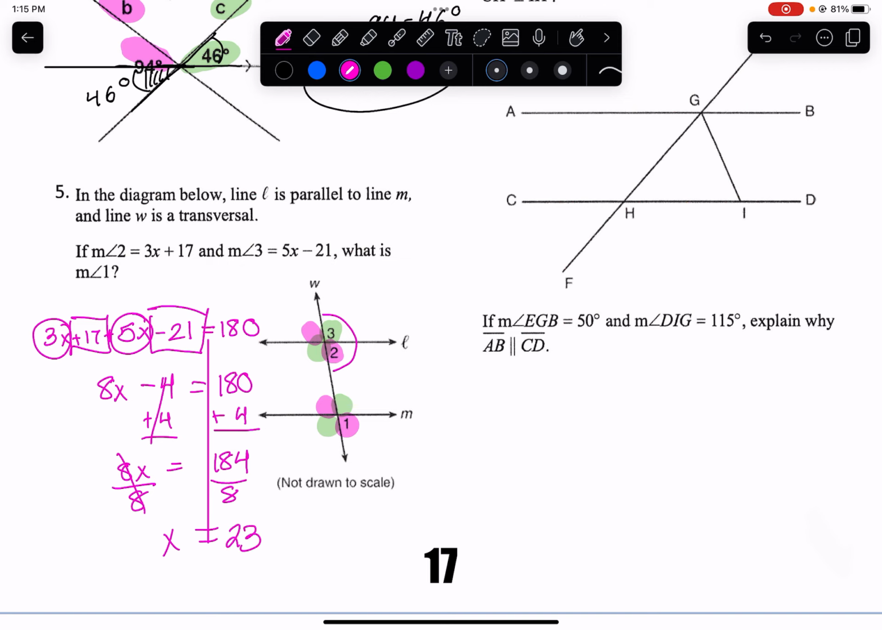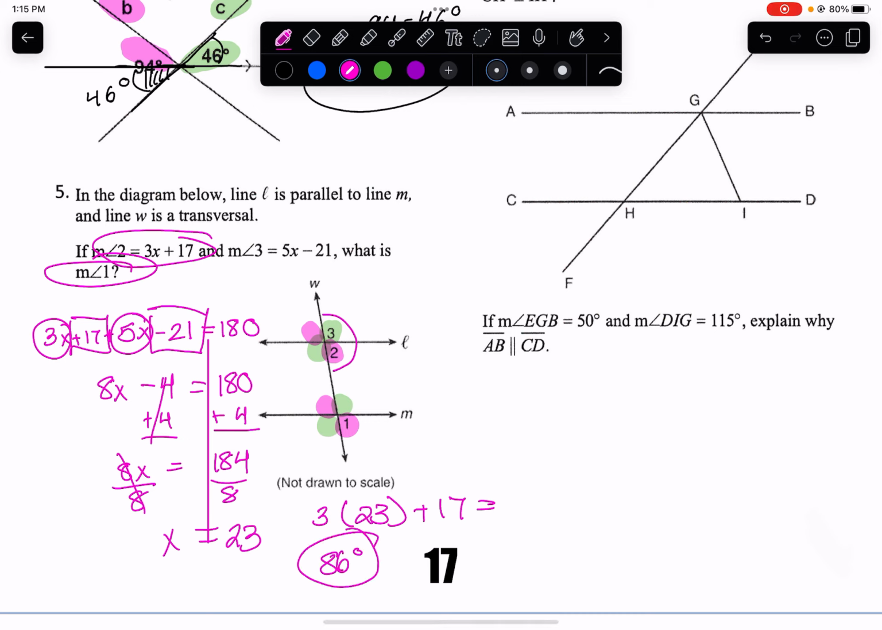Now, that's not what they're asking for. They're asking for the measurement of angle 1. Angle 1 is pink. Angle 1 matches with angle 2. So I'm going to take angle 2, which is 3 times our x, 23, plus 17, to get an answer of 86 degrees.